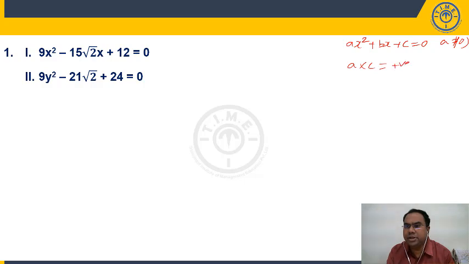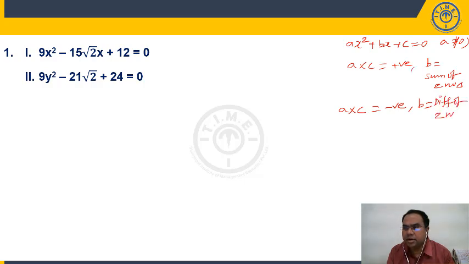If a into c is positive, we will write b as sum of two numbers. We will take a into c. If a into c is negative, we will write b as difference of two numbers. This is what we have discussed for quadratic comparisons. If the product of a into c is positive, we will let b as sum of two numbers. If a into c product is negative, we will let b as difference of two numbers.